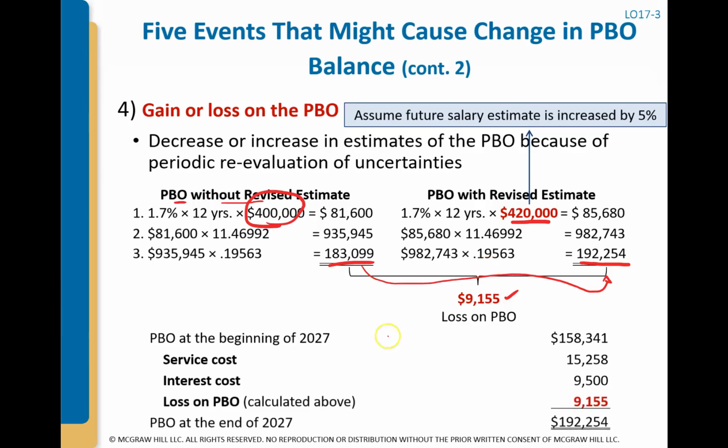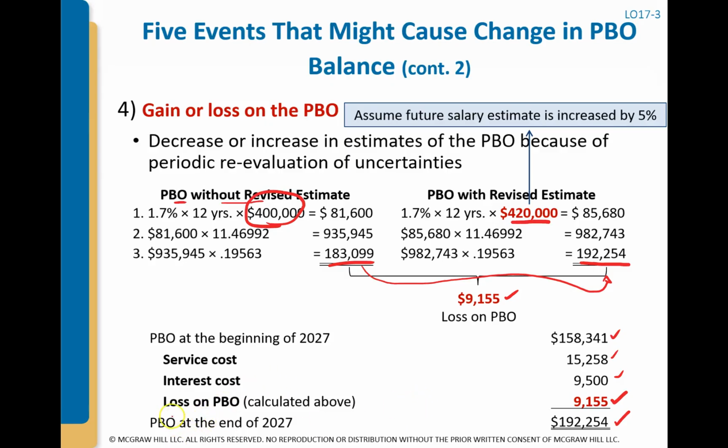So now if we look at our roll forward with this revised estimate, we have our beginning balance of $158,000. Service cost and interest cost is the same as what we calculated before, except now we need to increase our projected benefit obligation by this amount, this $9,155, to get to our ending projected benefit obligation of $192,254.